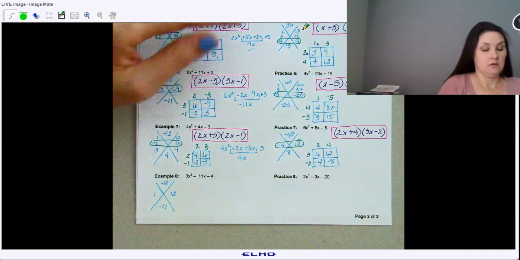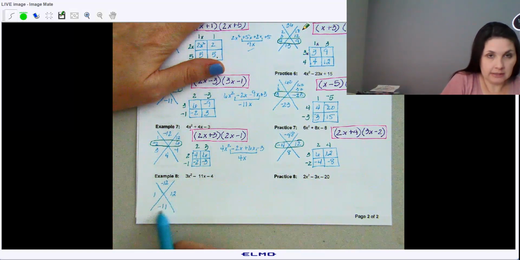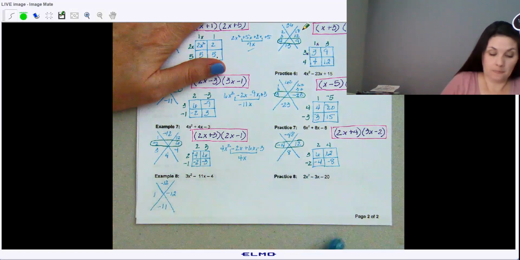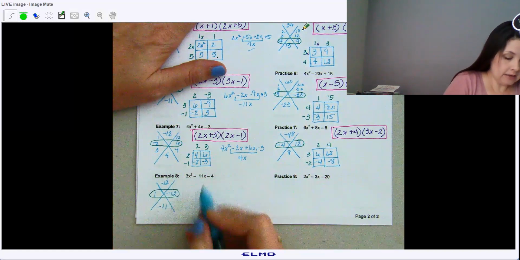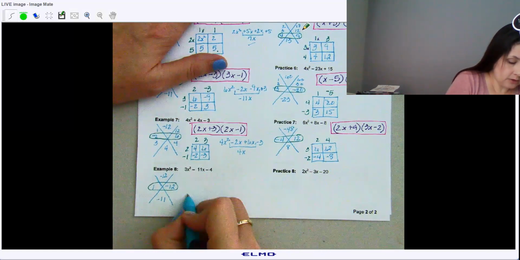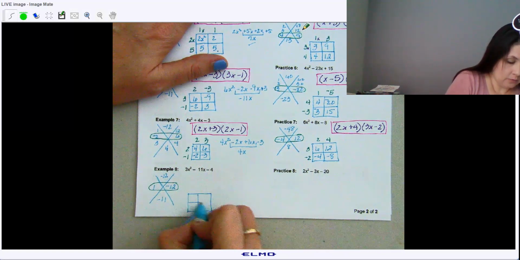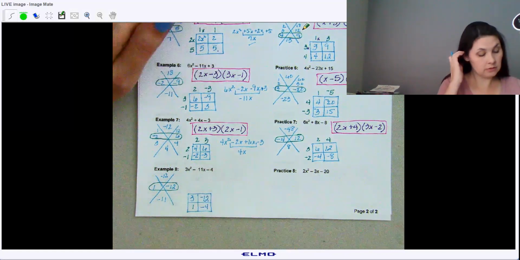So one of these has to be negative. Since our number here is negative, that means the largest one has to be negative. Okay. There we go. And here's my box down here. And we have a 3 and a negative 4, 1 and a negative 12. So let's see how this works.